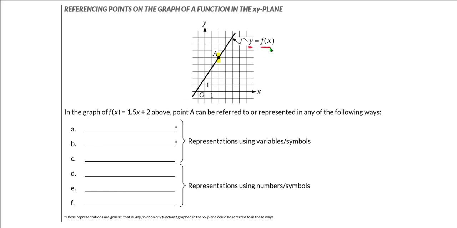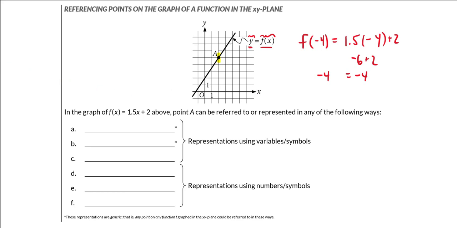Remember that as the y coordinates, we are graphing the values of f of x. So if a certain value of x goes in, like let's say x equals -4, then we would do 1.5 times -4 plus the 2. 1.5 times -4, what is that? -6. -6 plus 2 equals -4.